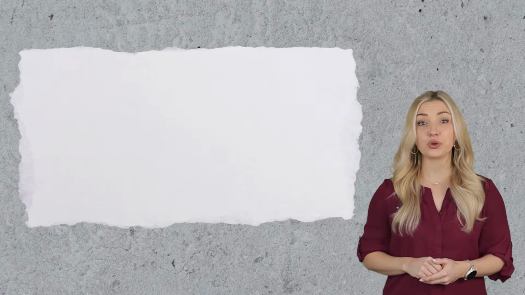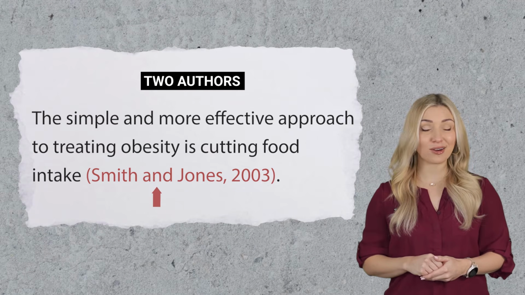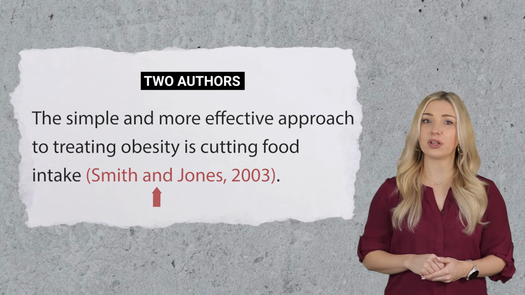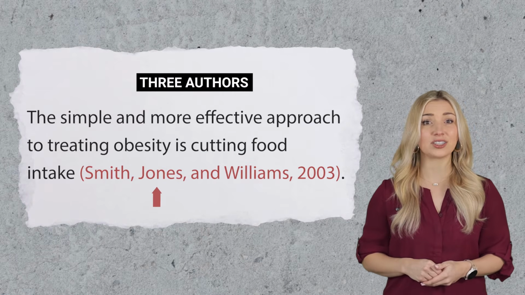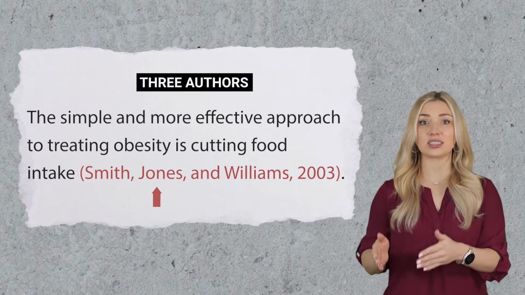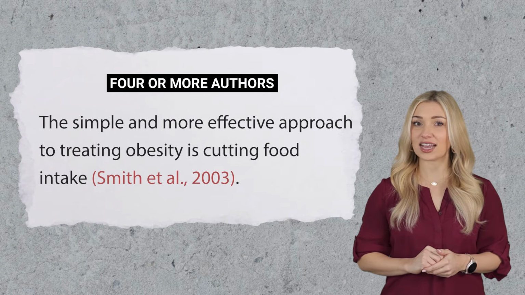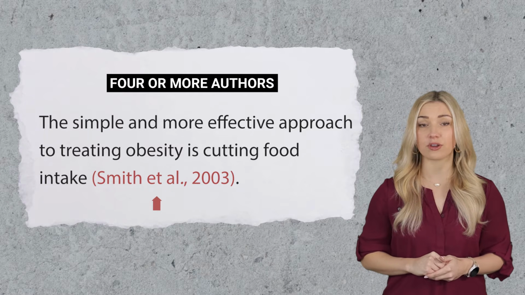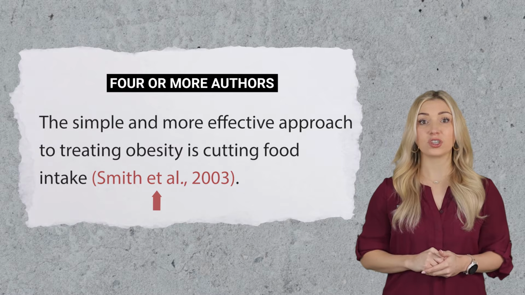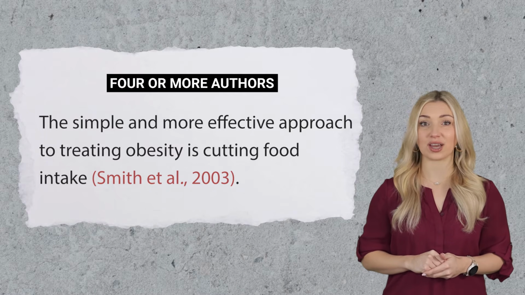If the source has two authors, you can include both authors' surnames followed by the year of publication. For example, Smith and Jones, 2003. The same format applies to three authors, for example, Smith, Jones, and Williams, 2003. If the source has four or more authors, you must include the surname of the first author followed by et al., which means and others. For example, Smith et al., 2003.